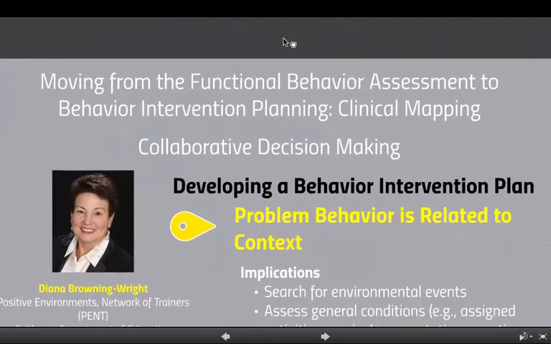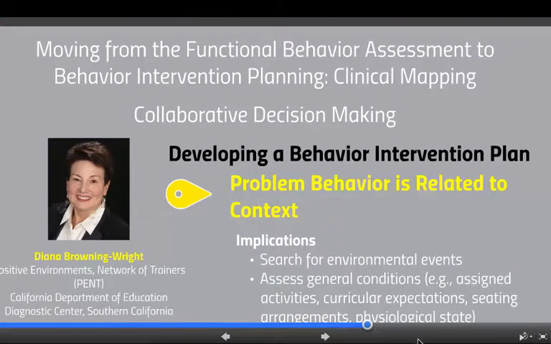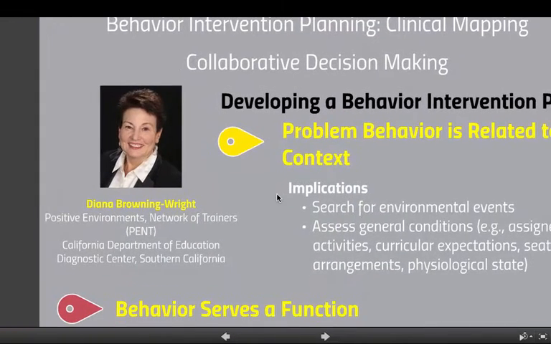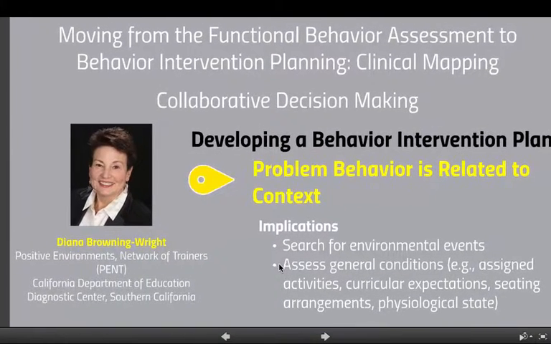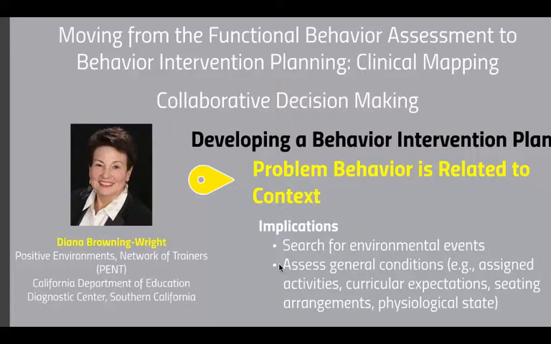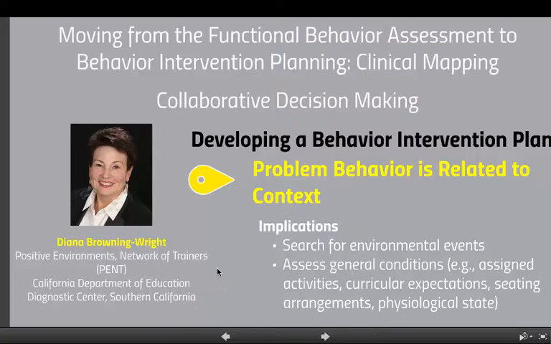Now, one of the things I want to do once again is to give credit to individuals who I think have made major contributions. One such individual is Diana Browning Wright. She's from Positive Environment Network of Trainers, also referred to as PENT, out of the California Department of Education Diagnostic Center in Southern California. The reason I have so much respect for her work is because she created what's referred to as a clinical mapping process. And this is what allows individuals to move from the functional behavior assessment process to actual clinical intervention. And she's created a map for actually doing that.